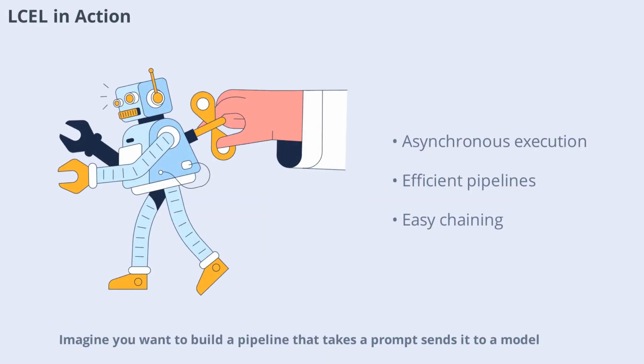Imagine you want to build a pipeline that takes a prompt, sends it to a model, and parses the output. With LCEL, you can write this as prompt | model | StrOutputParser. When you call chain.invoke, the entire pipeline runs asynchronously, optimizing hardware use and handling heavy user traffic efficiently. This approach streamlines development and boosts performance.